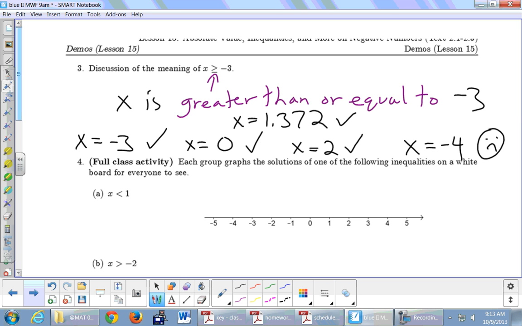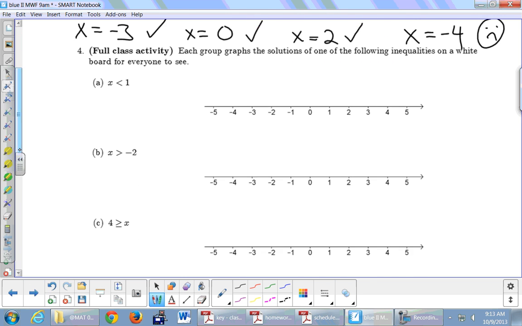In number 4, I'm going to ask you guys to graph. Each group is going to graph the solutions of one of these inequalities. It says on the whiteboard, scratch those directions. You guys are going to do it on your paper, and then one representative from each group is going to come up here on the smartboard and do that.